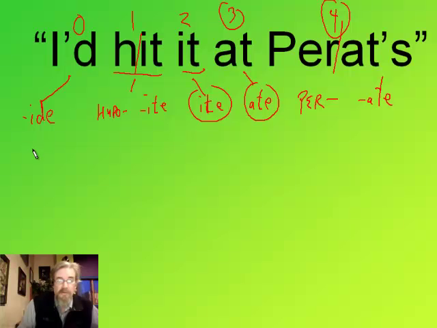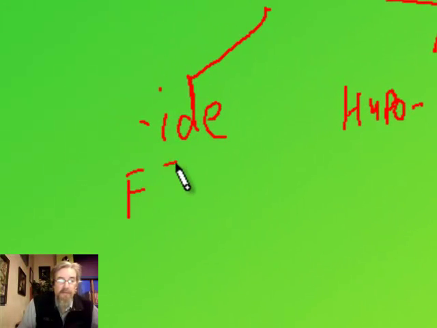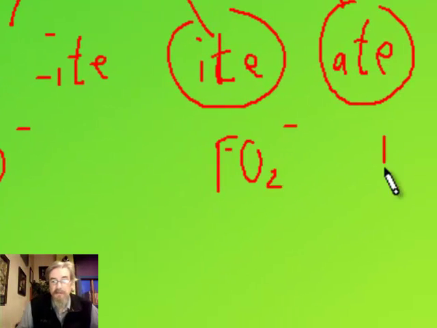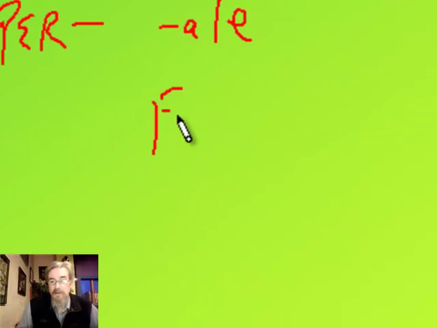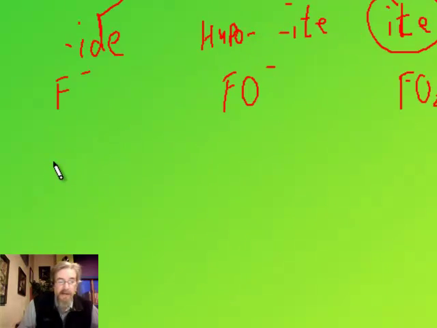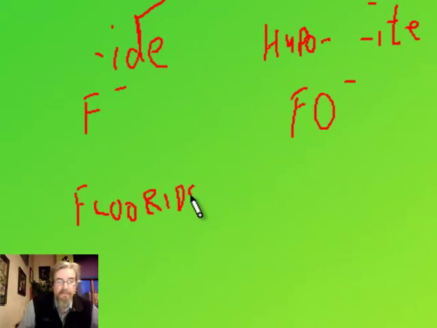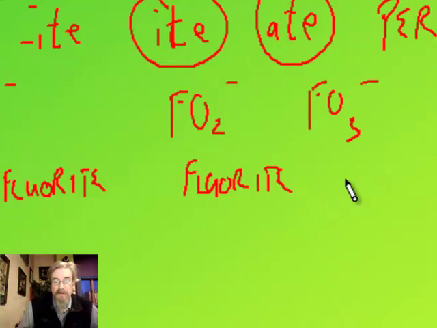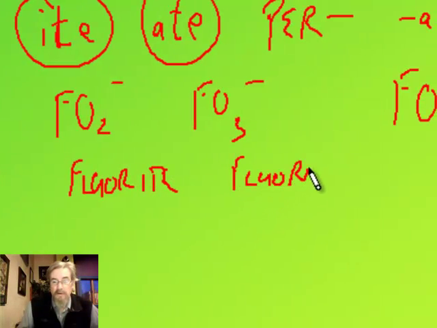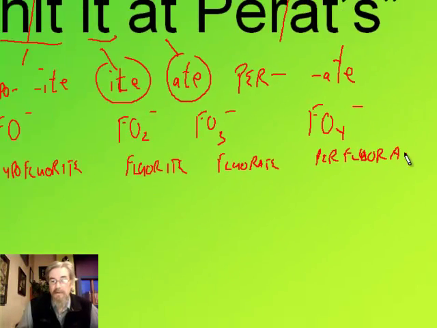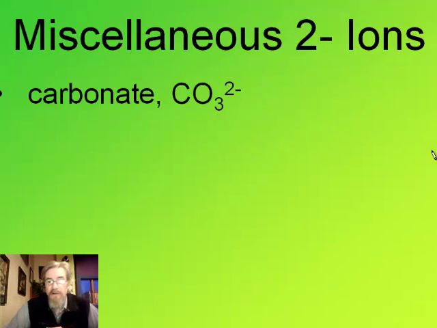So for example, let's use fluorine. F minus, FO minus, FO2 minus, FO3 minus, FO4 minus is ide, it, at, perats. So ide would be fluoride, and then hypofluorite, and then fluorite, and then fluorate, and then perfluorate.